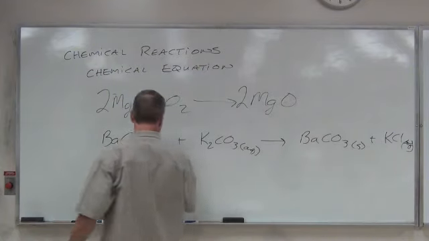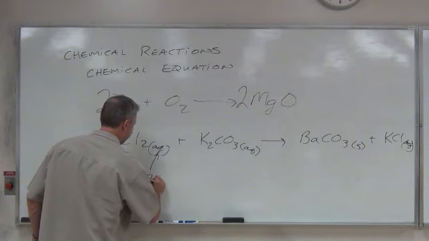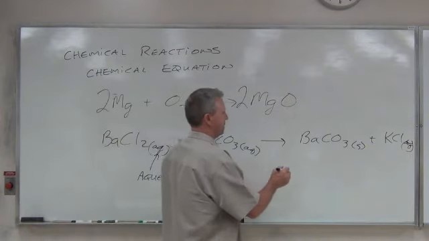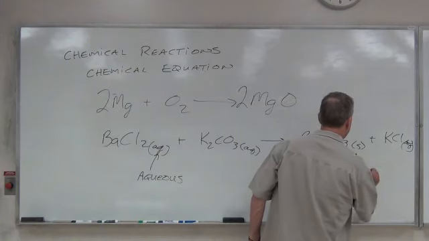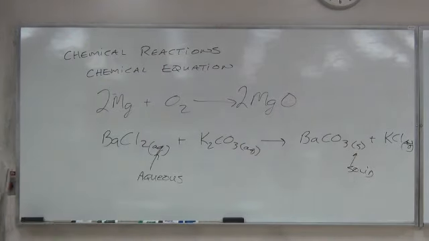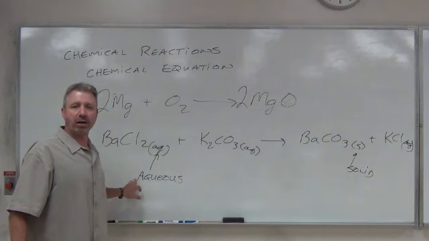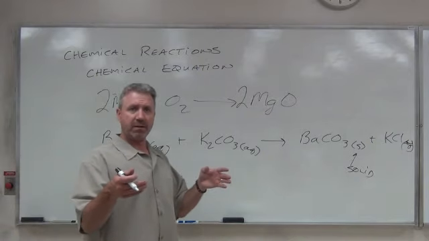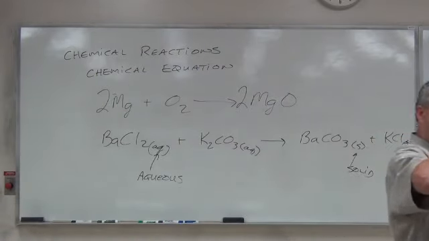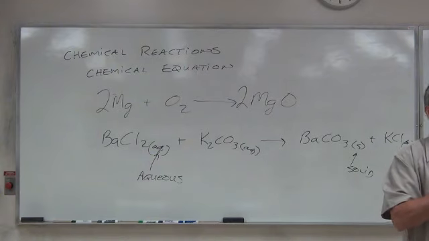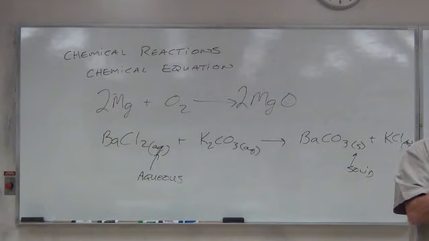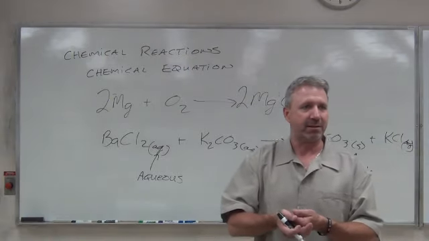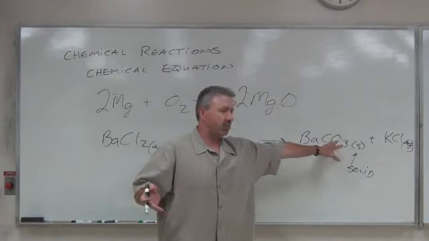Balance. Now, these little symbols here, aqueous. And this one's solid. These are the phases. These show you what the current phase of these particular substances are. Aqueous means in water. It's dissolved in water. Okay? So if you put a teaspoon of sugar in water and you stir it up and it dissolves, that's an aqueous sugar solution. If you put sugar on your stove and heat it and melt it into a liquid, that's not aqueous. It's liquid. Okay? And solid is just what it sounds like. It's a solid.